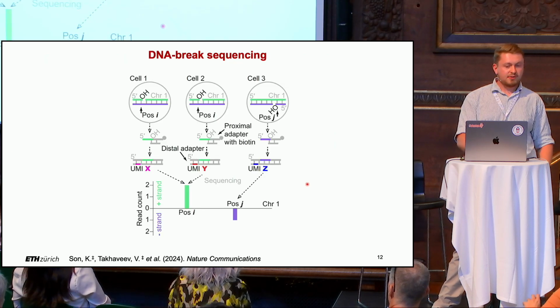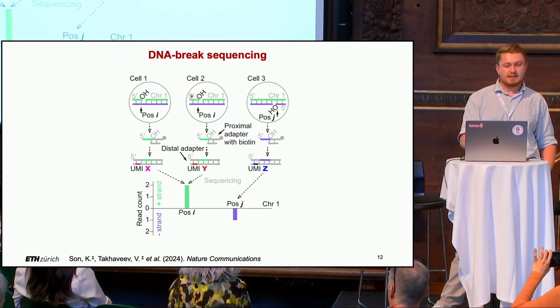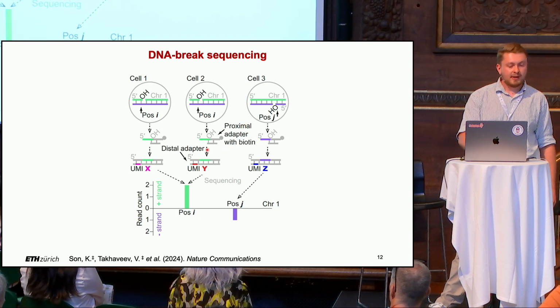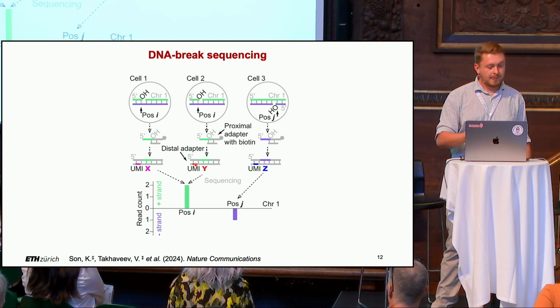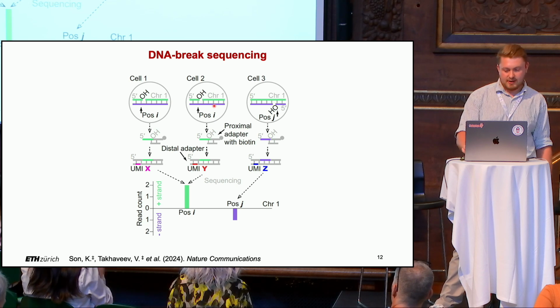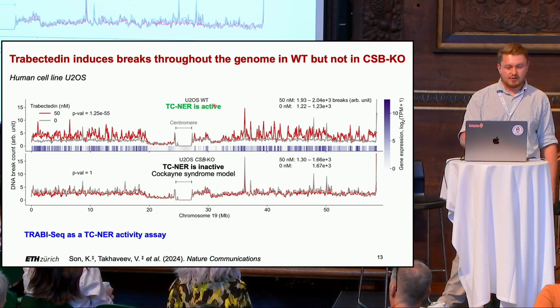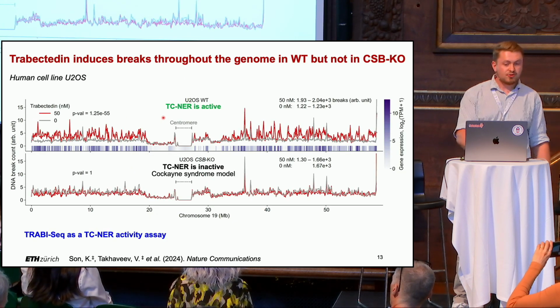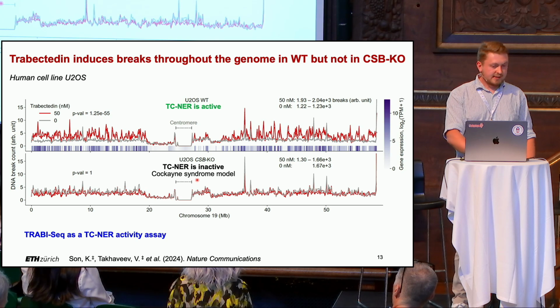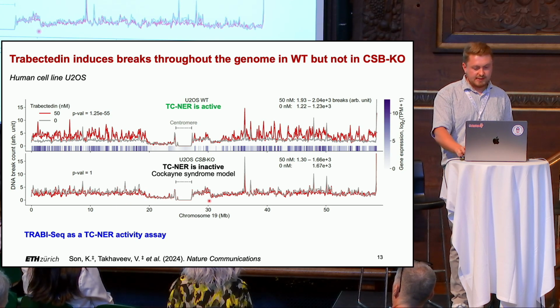Our method includes isolation of DNA fragments adjacent to the breaks with an adapter that also has biotin. Then we index these DNA fragments to account for cellular distribution, and we sequence these fragments, locating the original positions of the DNA breaks. With this method, we discovered a massive break formation when we treat wild-type cells with trabectedin, and these cells have TC-NER functional. In the model of Cockayne syndrome, in the CSB knockout, we virtually do not see induced DNA breaks.